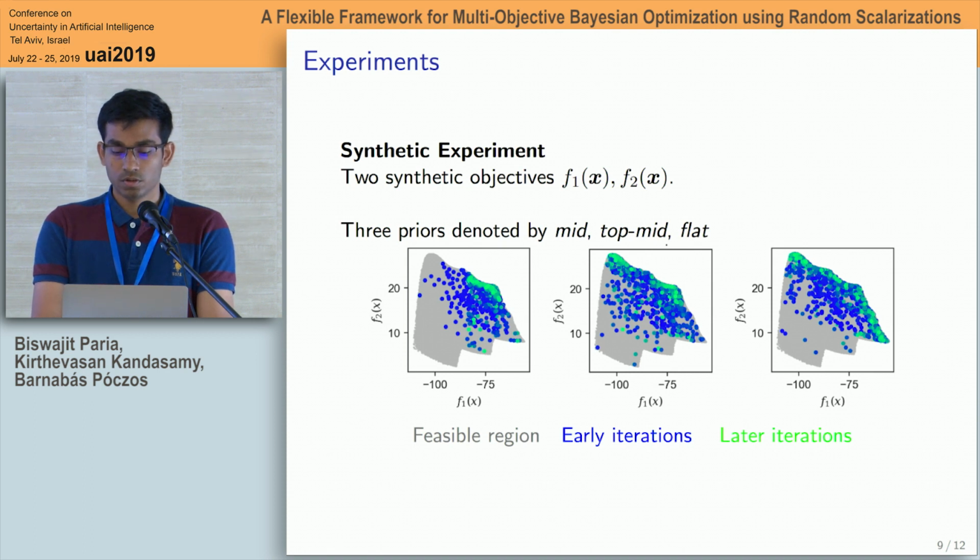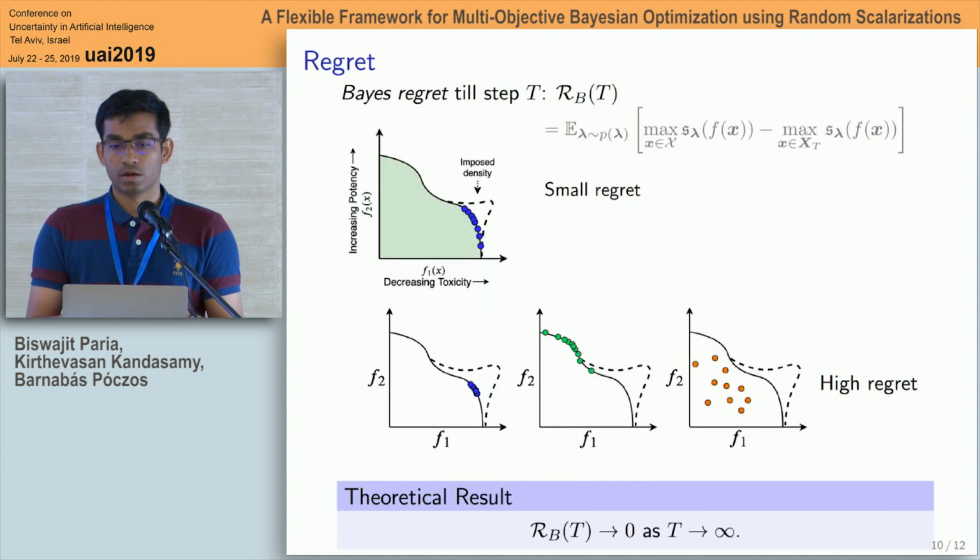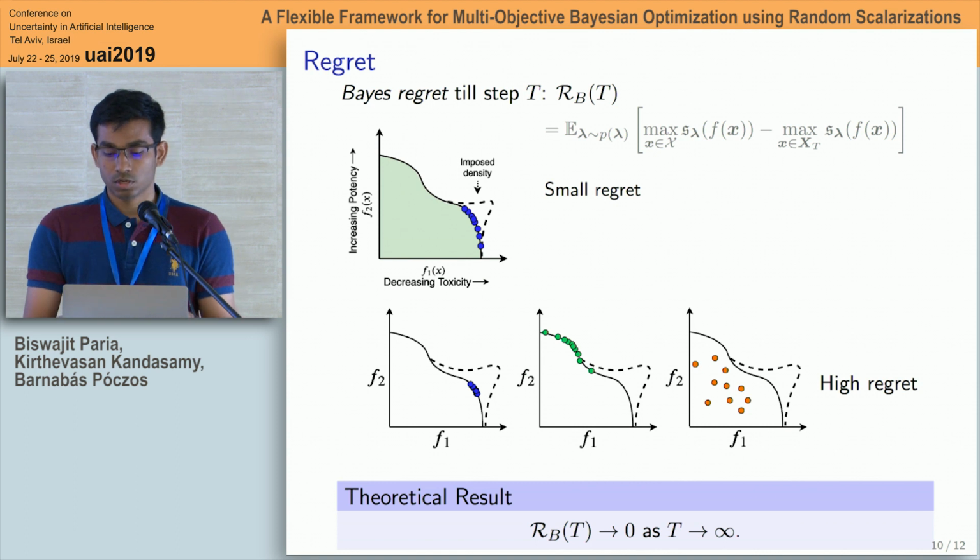In the third one, we sample the weights from a flat distribution. So ideally, it should explore the whole Pareto front, which is also the case here. But this kind of evaluating the performance of the algorithm by visualizing only works for two objectives. For evaluating it with more objectives, we need to come up with some sort of metric. So this brings us to the regret.